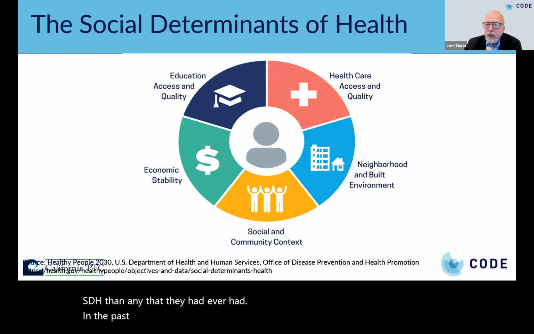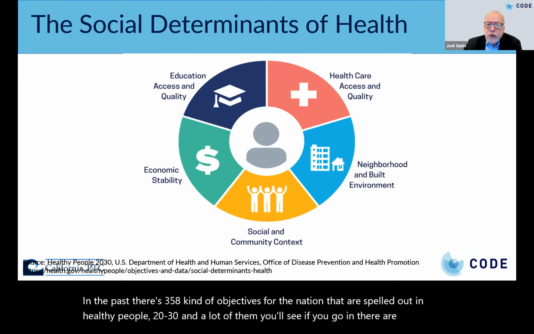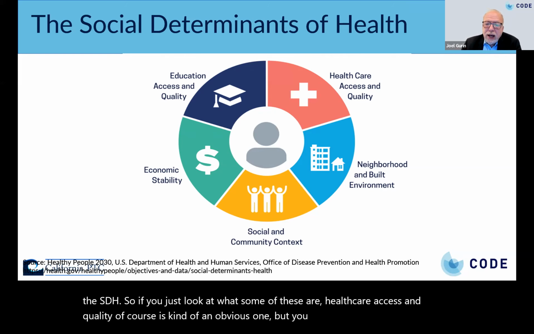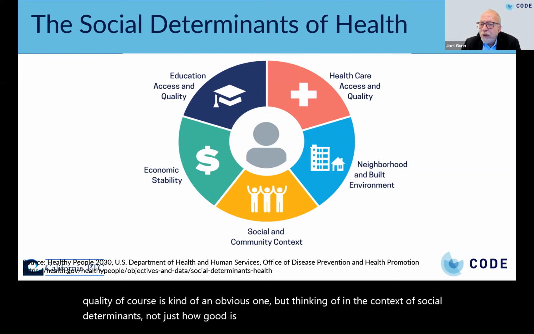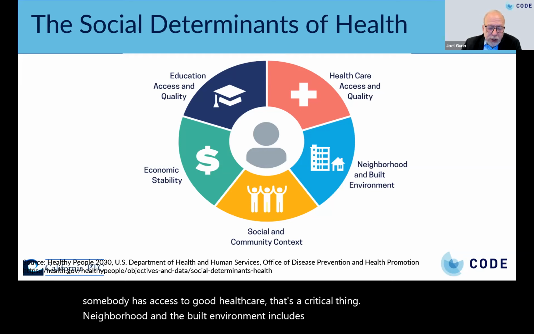There's 358 objectives for the nation that are spelled out in Healthy People 2030, and a lot of them, you'll see if you go in there, are related to the SDH. So if you just look at what some of these are, healthcare access and quality, of course, is kind of an obvious one, but thinking of that in the context of social determinants, not just how good is healthcare, but what really determines if somebody has access to good healthcare. That's a critical thing.